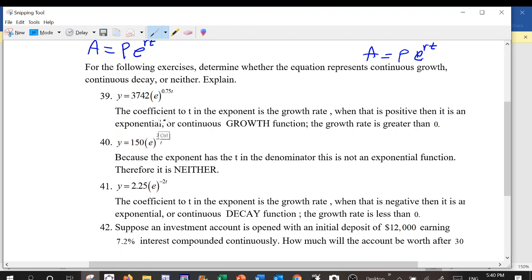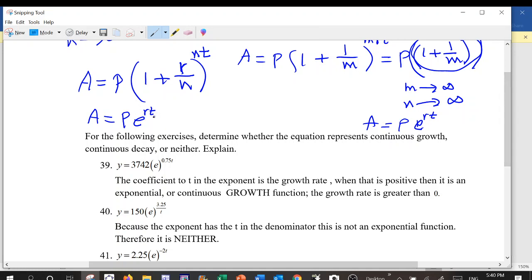a decay. This one, T is in the denominator, so it's not growth or decay, right? This one is continuous growth. This one is continuous decay, right? So when we have it in this form, it doesn't have to be used with money. It could be used for any situation that things grow exponentially or decay exponentially.